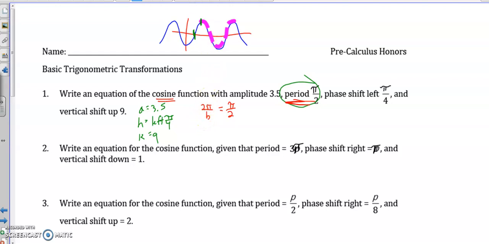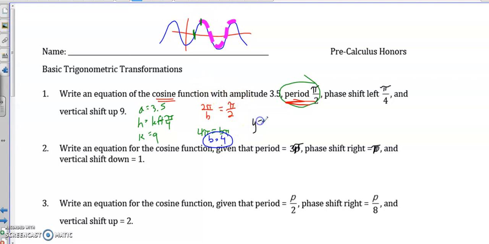Whether you think about it as cross multiplying, you can multiply by b on this side and by 2 on the other side to get those denominators to go away. Either way, we're left with 4 pi equals b times pi. I divide both sides by pi, and I get b equals 4. So the frequency is 4, the period is pi over 2. So really that's all there is to it. I have everything I need.